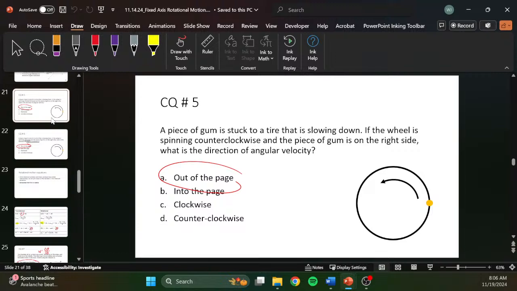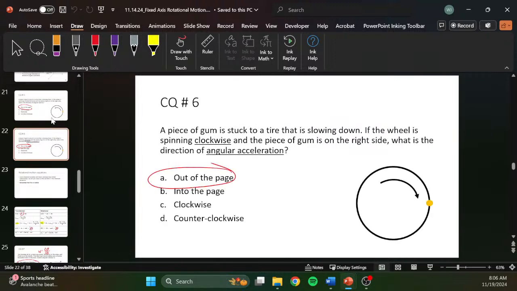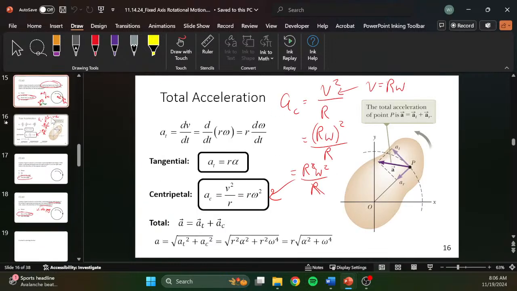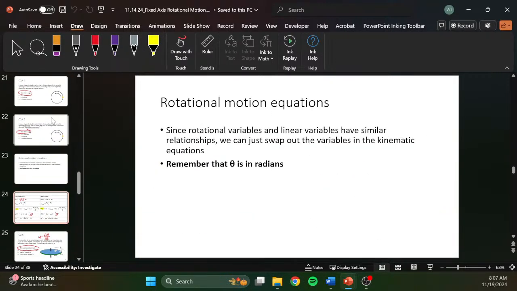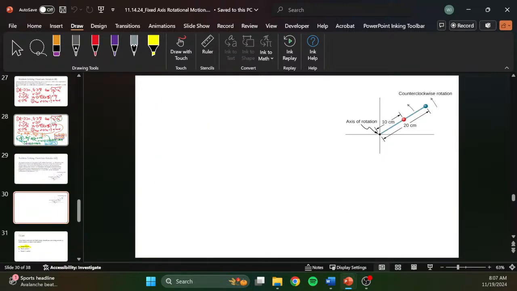Angular acceleration, you find that by asking, am I speeding up or slowing down? If I'm speeding up, it's the same direction as angular velocity. If I'm slowing down, it's the opposite direction. So that was a good time. Equations. I think that covers a quick recap of what we did last class. And then the last thing I left you all with, I didn't do this, but have fun with it.